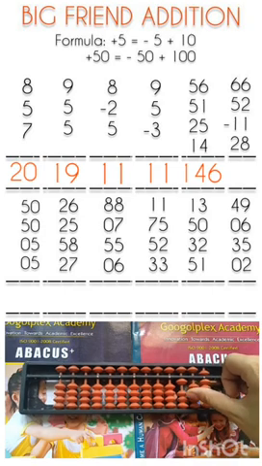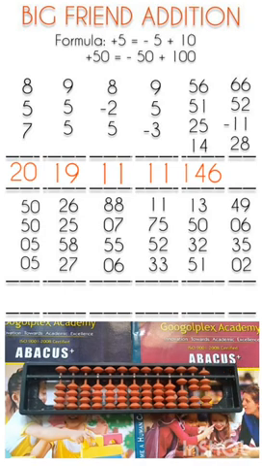Addition of 20 done directly. Addition of 8, what we have to do? Same thing. Apply the big friend formula of plus 8. As we can see, addition of 8 is not possible directly on the ones rod. So addition of 8, what we have to do? Minus 2 plus 10. Yes. Now what is our answer? Answer is 135. Yes, 135 is our answer.